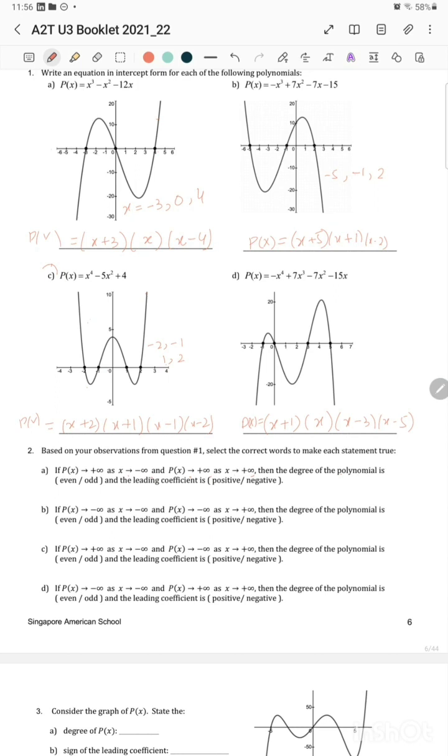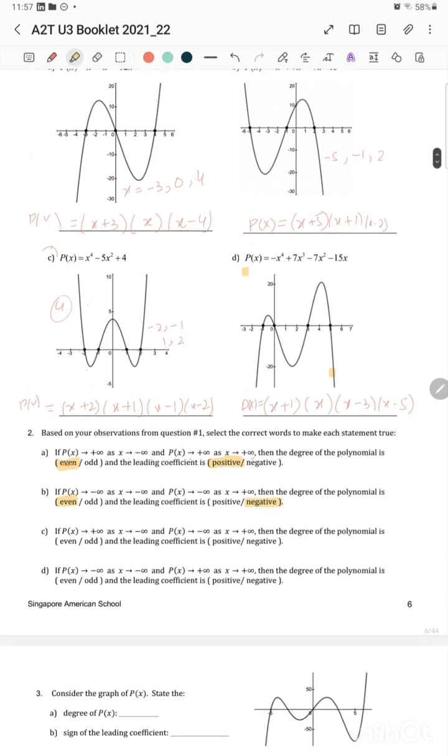The degree of the polynomial is 1, 2, 3, 4, that is even, and the leading coefficient is positive. If p of x is negative infinity and x is negative infinity, p of x is negative infinity, x is positive infinity, talking about the option D, the degree of the polynomial is again even and the leading coefficient is negative.